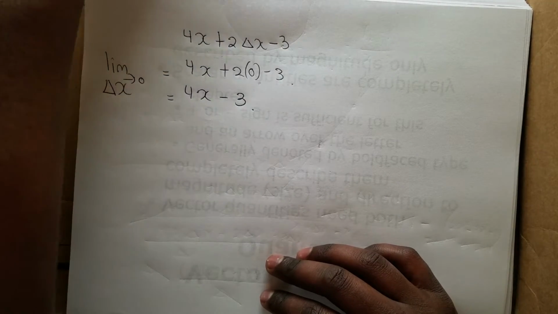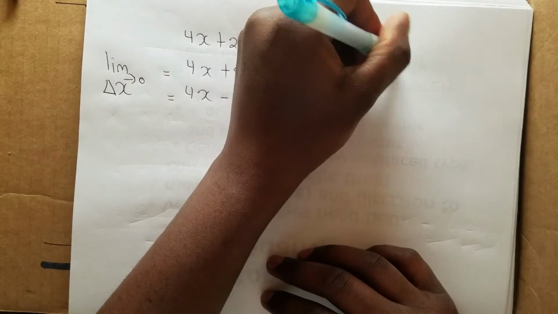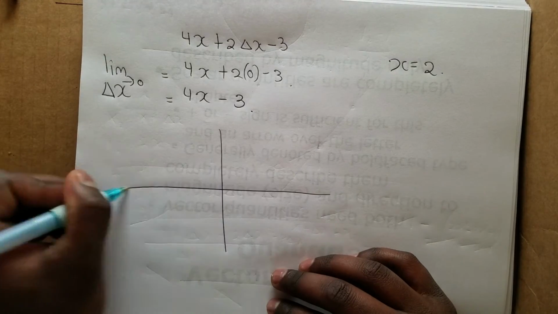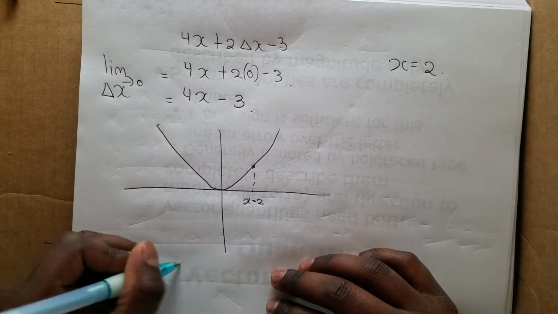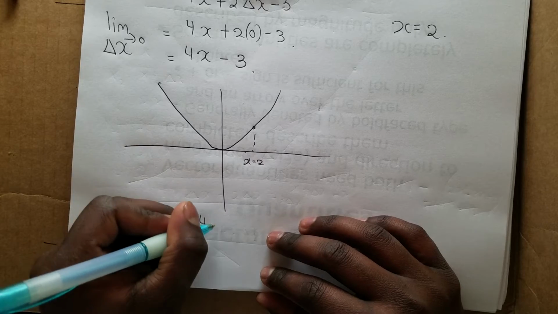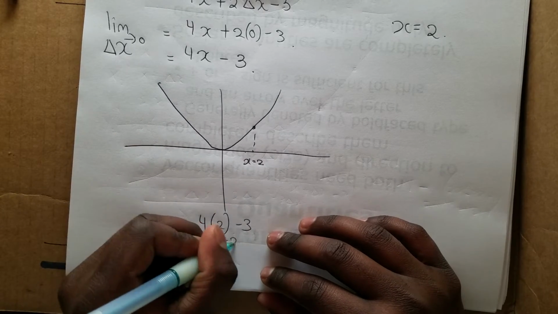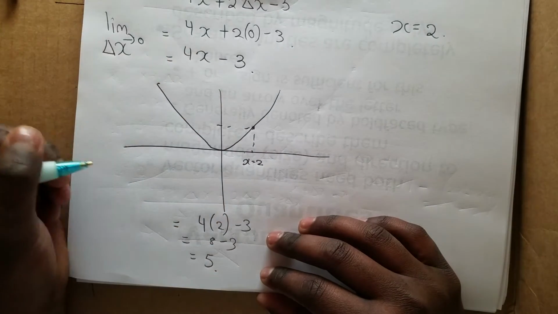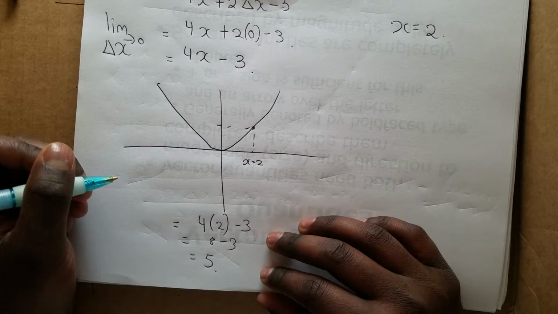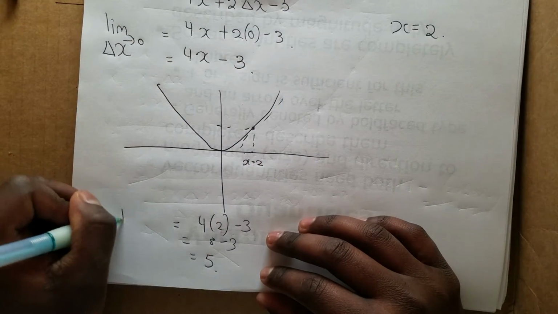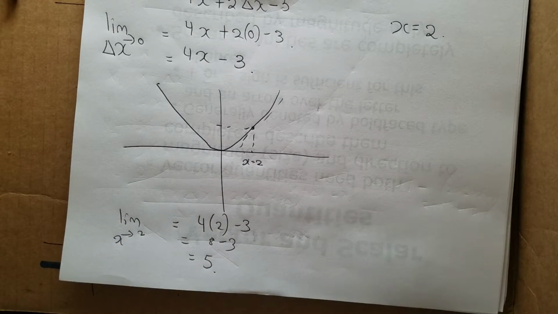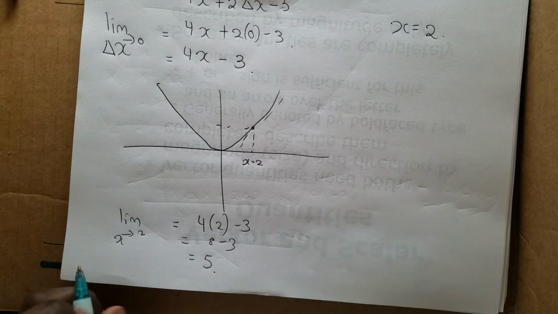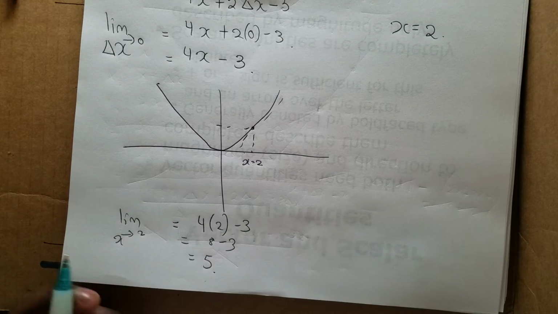So the original question says find the slope of the tangent line at x goes to 2. So on the graph, what is the slope of the tangent line at this point here? We'll just plug it into that function. So we get 4 by 2 minus 3, which is 8 minus 3, which is 5. So the slope of the tangent line is now a limit, so the limit as x goes to 2 would be 5. And that's the slope of the tangent line. Well, the slope of the tangent line is a limit, so you have to write it like that. There's a limit as x goes to 2, which is 5.